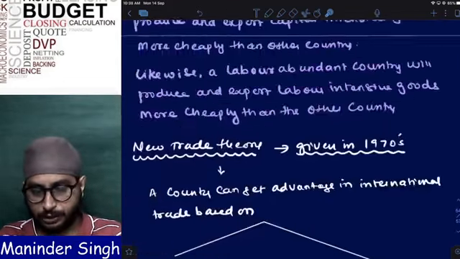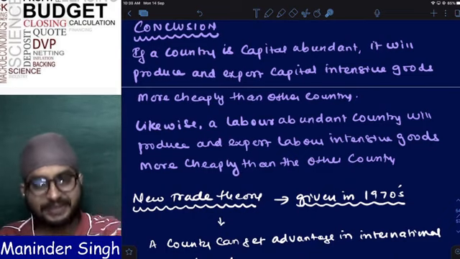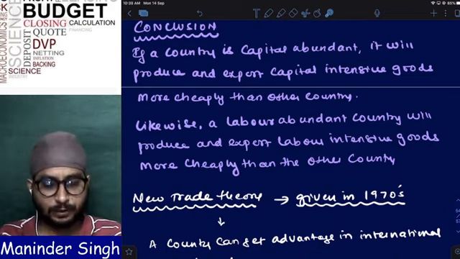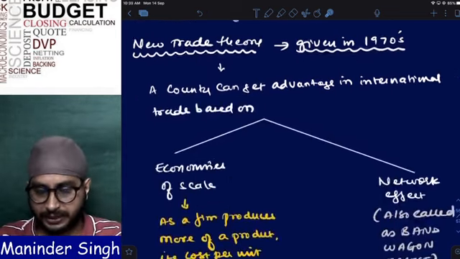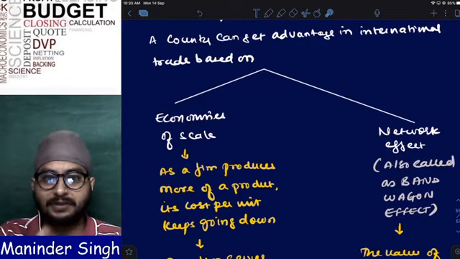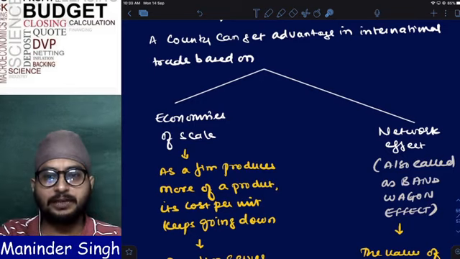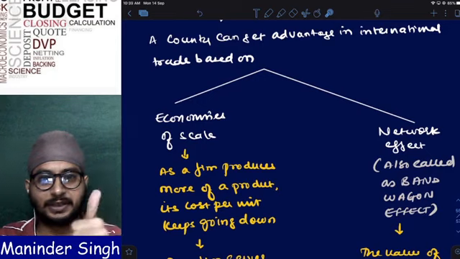And finally we have the new trade theory. New trade theory was given in the 1970s. Who has given it? We have no idea. But according to this theory, you can have international trade only when you have an advantage, through economies of scale and network effect. If I am able to produce more quantity at lesser price, that is an advantage.